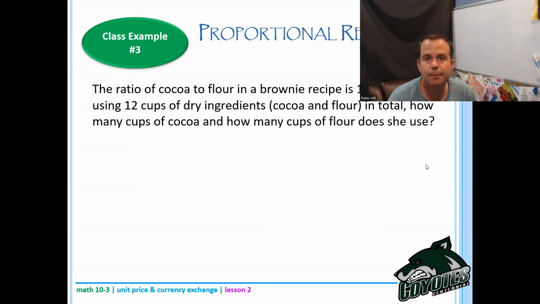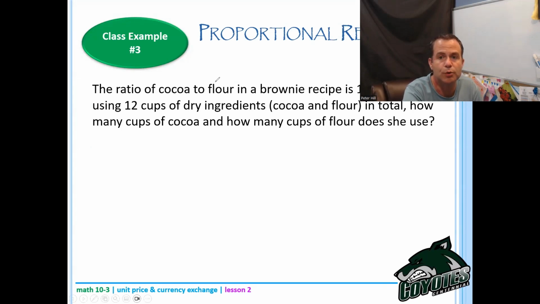Class example number 3. The ratio of cocoa to flour in a brownie recipe is 1 to 3. If a baker is using 12 cups of dry ingredients, so that's the cocoa and the flour are considered dry ingredients. So he's using 12 cups in total. How many cups of cocoa and how many cups of flour does she use? Now, the trick to this is we need to be thinking about the total, but we weren't directly given the total. We know, okay, so let's just write this out for a sec.